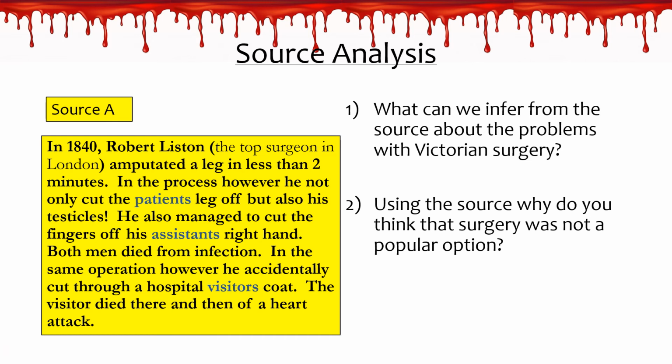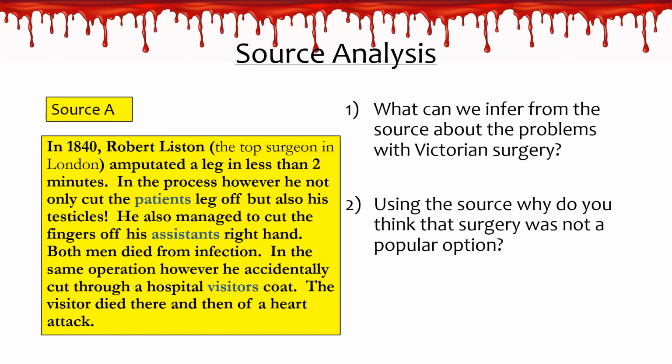He also managed to cut the fingers off his assistant's right hand. Again, he would not be happy. And both of these men died from infection. In the same operation, he accidentally cut through a hospital visitor's coat. The visitor died there and then of a heart attack. So he wanted to try and save one person. He managed to kill 3 within the process of an operation.